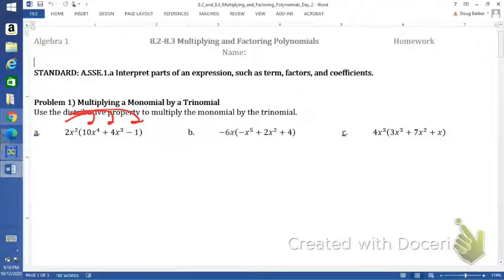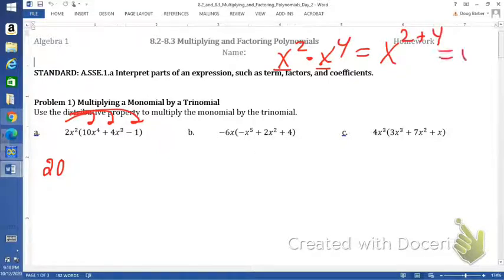Okay, so we have a 2x squared times 10x to the 4th. So remember, multiply the coefficients together first. So 2 times 10, that's going to give us 20. And then we have an x squared times an x to the 4th. When we multiply powers with the same base, they both have the base x, we add the exponents together. So it's going to be x to the 2 plus 4. 2 plus 4 is 6. So we're going to have 20x to the 6th.